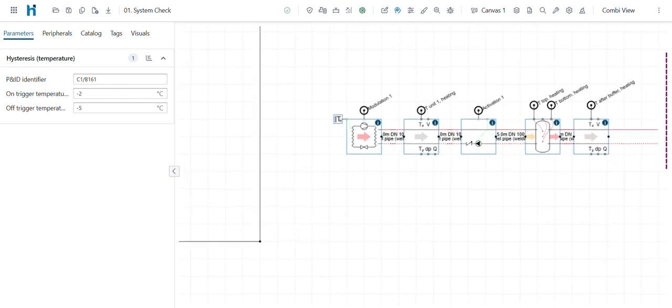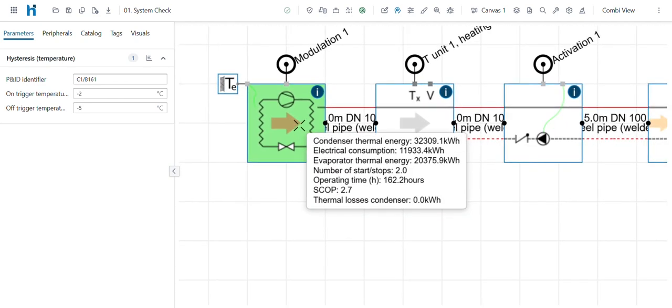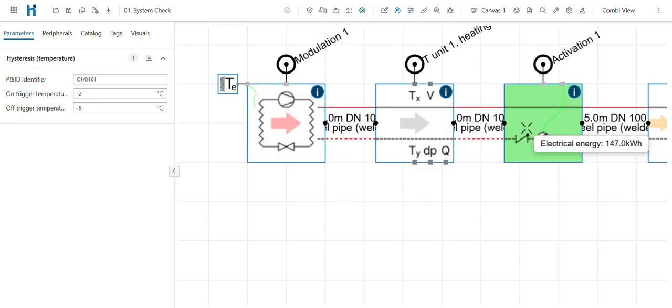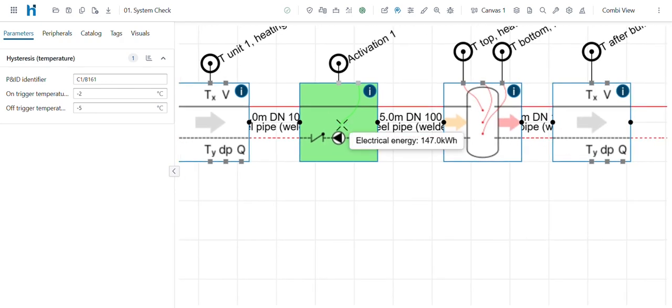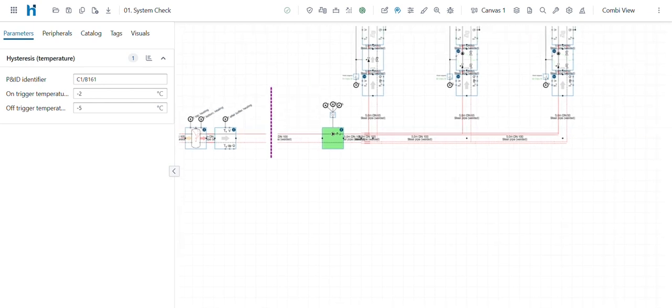We can also hover over most of the components to get the overall important information. So how much heat has been outputted by that unit, what was the operation time, how many start stops for a pump, what was its energy consumption, and we can hover like that over all of our components to read the energy flows.